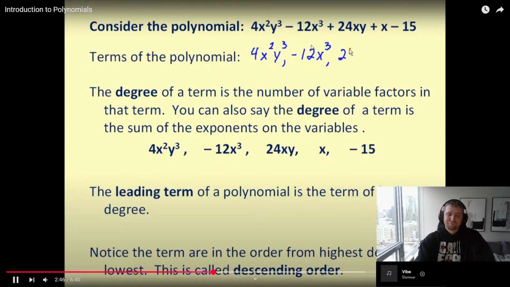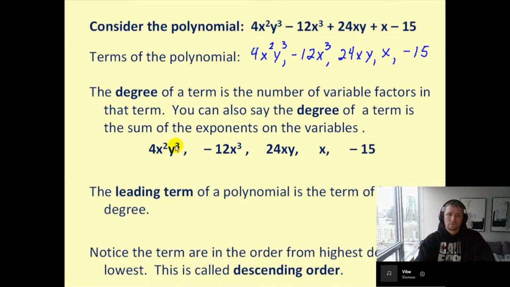The third term would be 24xy. Fourth term would be x. And the fifth term again would be a negative 15. Next we want to talk about degree. The degree of a term is the number of variable factors in that term. You can also say the degree of a term is the sum of the exponents on the variables.